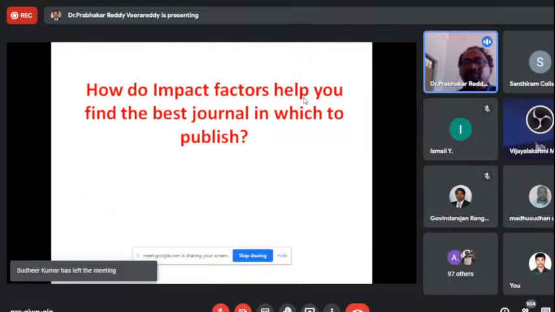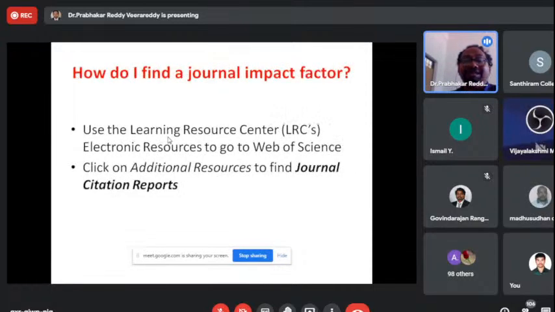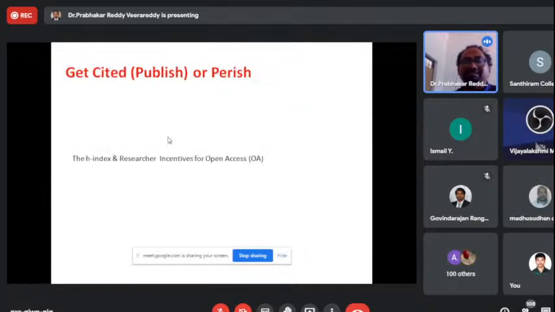So how do impact factors help you find the best journal in which to publish? Self-citation: remember, there are a lot of limitations. Don't cite your own journal papers. You already published one paper, and in a second paper, don't cite your own paper, because that is called self-citation. Cite other papers. And use the Learning Resource Center, LRC, Electronic Resources, Journal Citation Reports, and get cited articles.